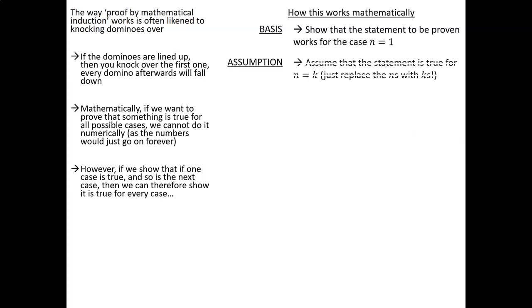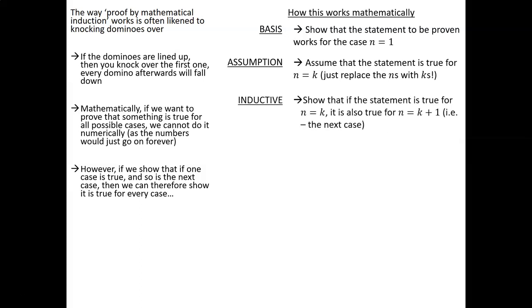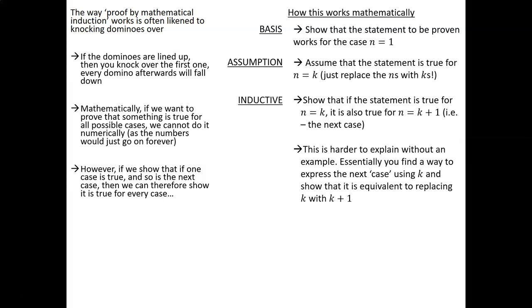So we start with the basis. We show that a statement can be proven to work for n equals 1, for example. Sometimes we might not start at n equals 1, but that's the most common. Then we assume that the statement is true for n equals k. Then we show that if the statement is true for n equals k, then it is also true for n equals k plus 1. That's a bit complicated to imagine at the moment, but it will become much clearer as I go through some examples.